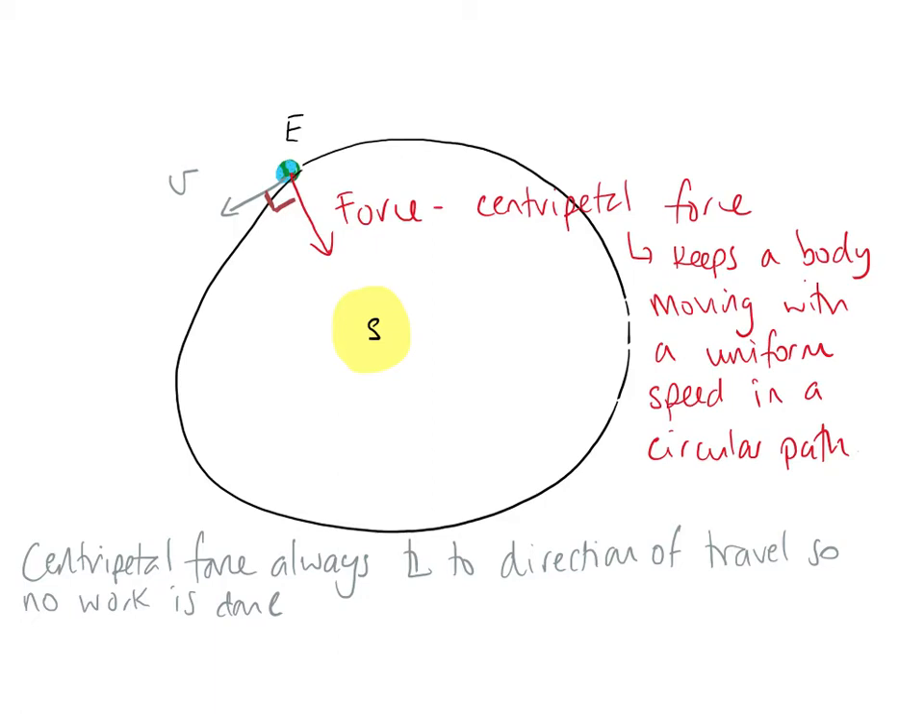Sometimes you might get asked about what the work done is. Well, work done is force times distance moved in the direction of the force. But as we've just mentioned, the velocity and the force are perpendicular to each other. So because they're always at right angles, no work is done because they're in different directions. They are independent of each other.